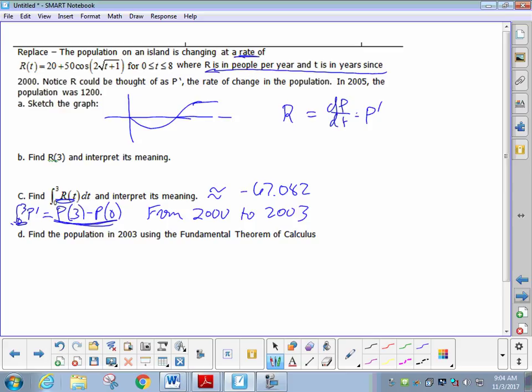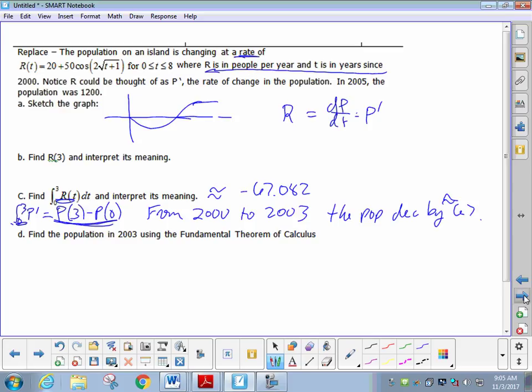Decrease of 67, right? So you don't know how the change went. All that you know is that the number of people decreased by 67. You don't know 67 left. You don't know 67 died. That's reading way too much. All you know is the number of people decreased by 67. The population decreased by 67. Roughly 67 people. Okay?